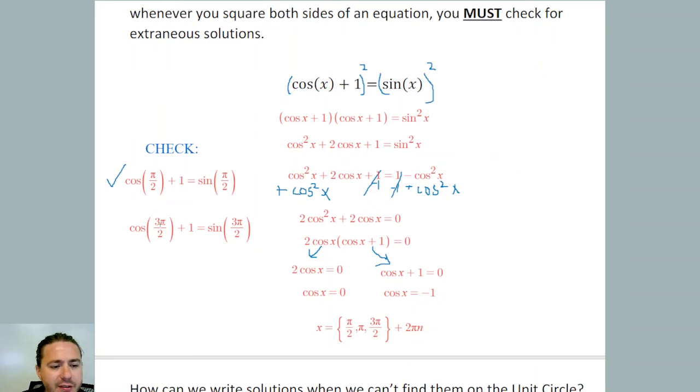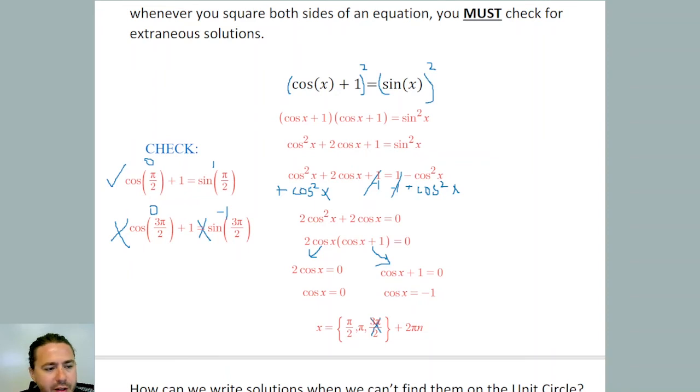Now let's check this. Cosine of 3 pi over 2. So cosine of pi over 2 was 0, sine of pi over 2 was 1. Cosine of 3 pi over 2 is 0, sine of 3 pi over 2 is negative 1. So check this out. 0 plus 1 equals negative 1. No, that one doesn't work. So we're going to get rid of this 3 pi over 2. We know that doesn't work.